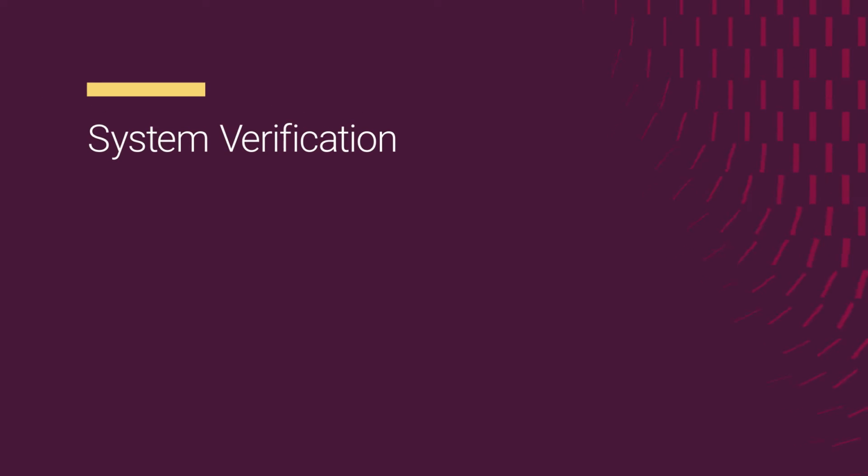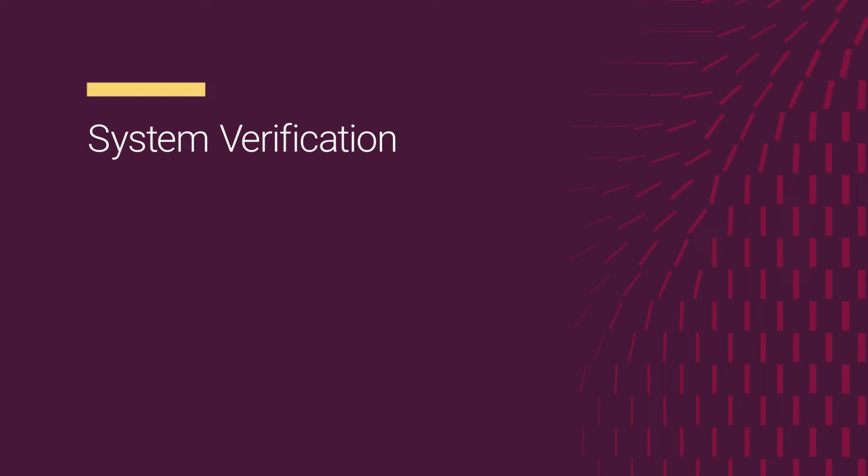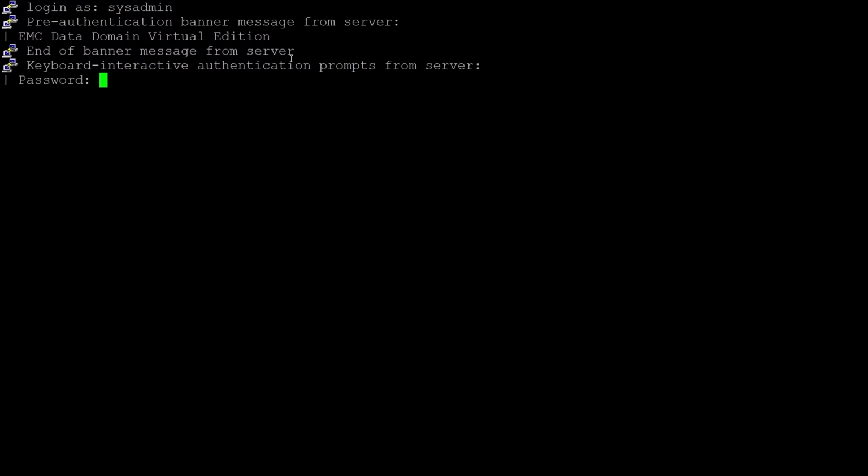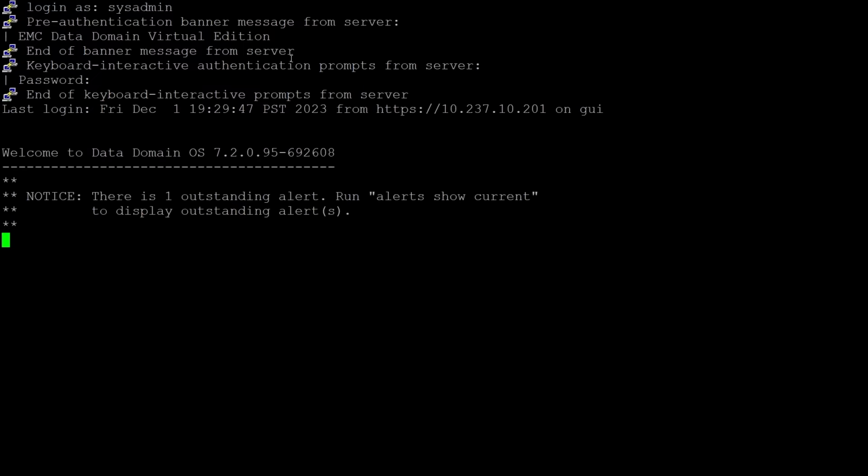The first phase of our pre-check is to verify the system and ensure it's ready for the upgrade. First, we'll log in. As you log in, you'll see the Data Domain version right there, 7.2.0.95.